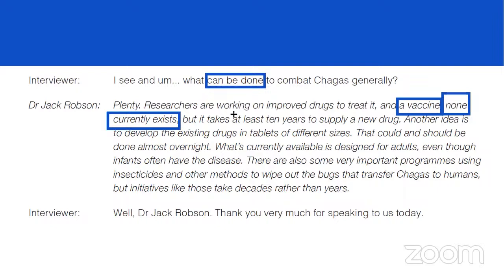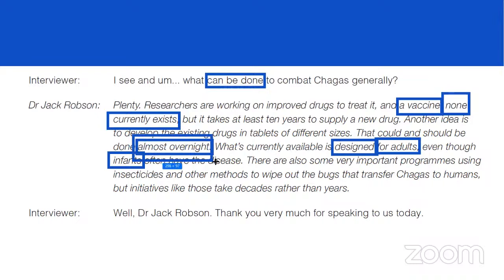Another idea is to develop the existing drugs in tablets of different sizes. That could and should be done almost overnight. That means short term. What is currently available is designed for adults. Even though infants often have the disease, they don't have drugs. So this is almost overnight, which means short term.